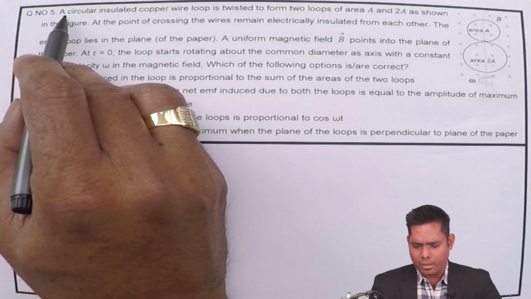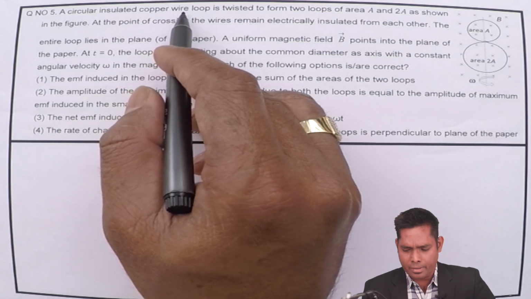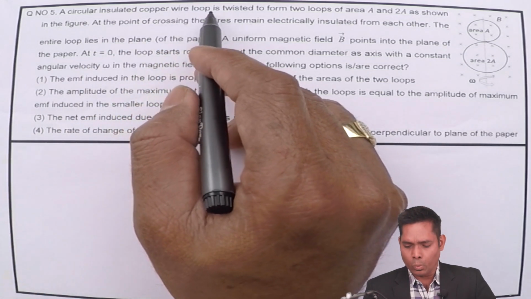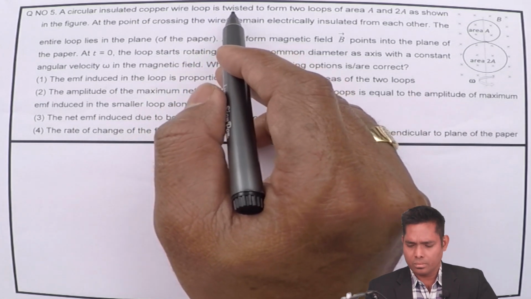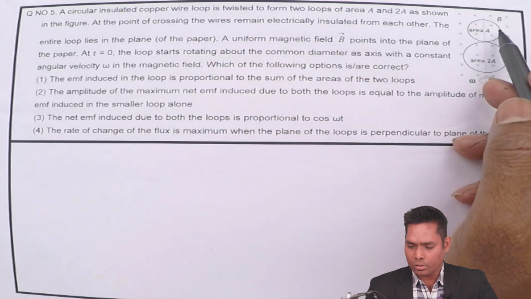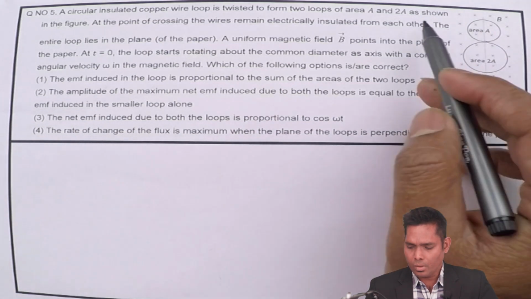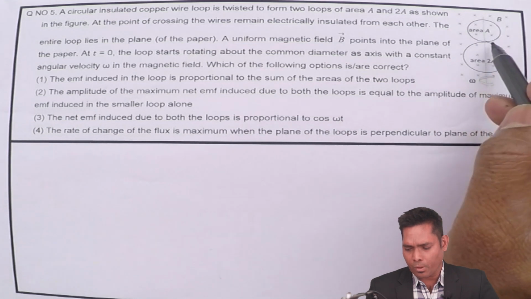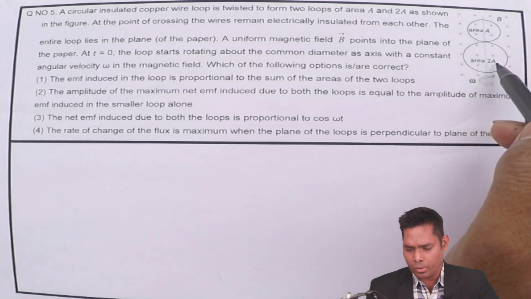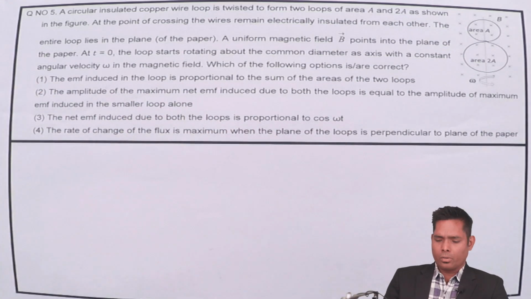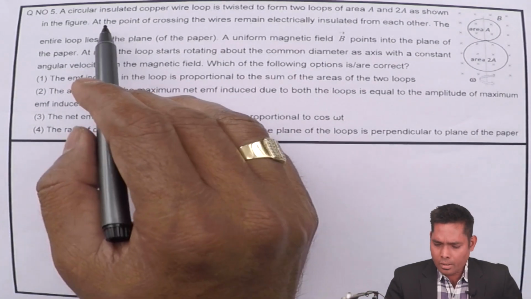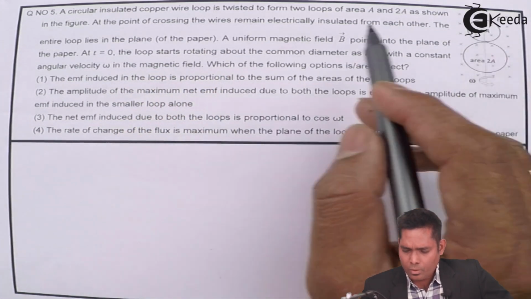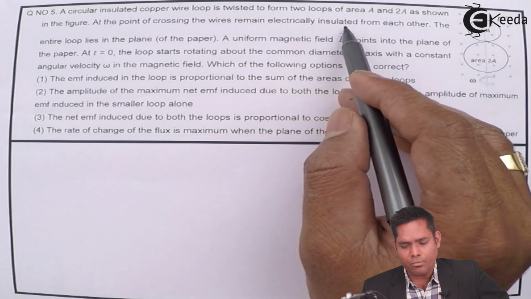It says a circular insulated copper wire loop is twisted to form two loops as shown, of area A and 2A. This one is bigger and this one is smaller, having area A and 2A as shown in the figure. And this is insulated. At the point of crossing, the wires remain electrically insulated from each other.